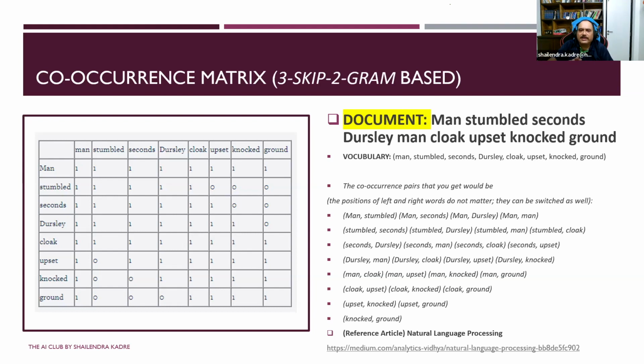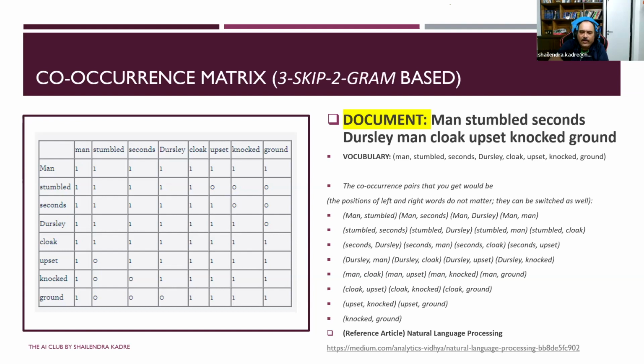So first of all, in this sentence, you consider the first 5 words. What are the first 5 words? Man, stumbled, seconds, Dursley and man. So these are the 5 words we have taken.